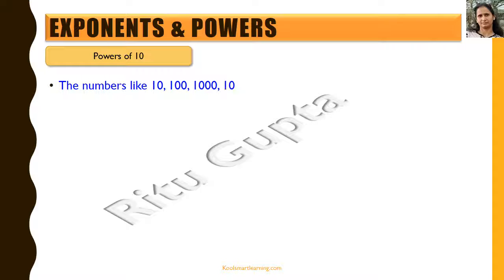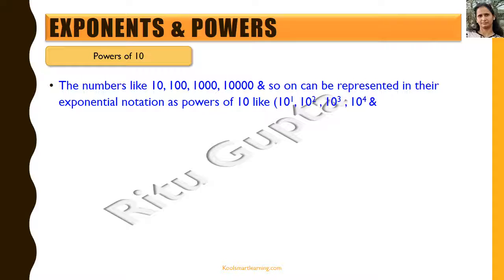Let's talk about powers of 10. So what do we mean by powers of 10? The numbers of the type 10, 100, 1000, 10,000 and so on can be represented in their exponential notations as the powers of 10. So what would that mean? We can represent 10 as 10 raised to power 1, 100 as 10 raised to power 2, then 1000 as 10 raised to power 3 and so on.